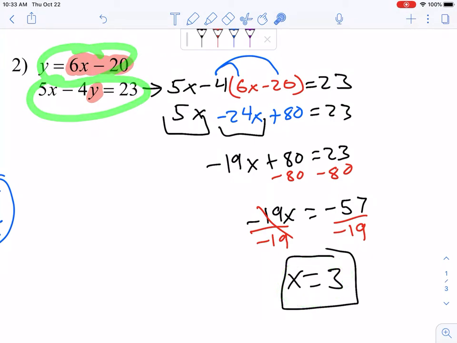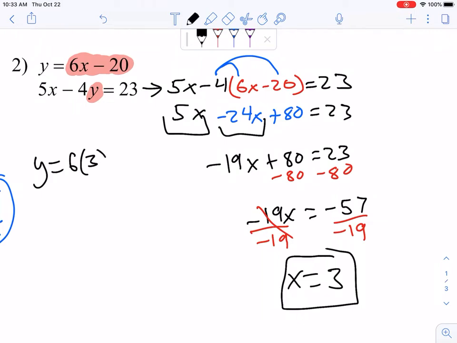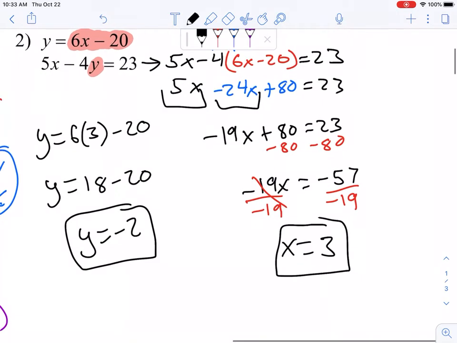Now that we know what x equals, we can substitute this for x in either of our equations. We can choose either one, but the one where y is already solved for is going to work out a little bit cleaner. So I'm going to say y equals 6, and then instead of x, I'm putting a 3. And that's not 63, that is 6 times 3. So when we work that out, that's 18 minus 20, which means y is equal to negative 2. So our solution as an ordered pair is x, comma, y: 3, comma, negative 2.